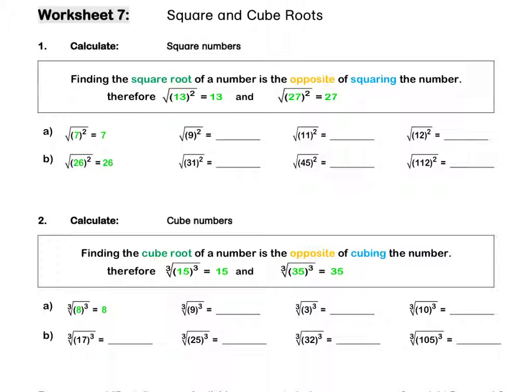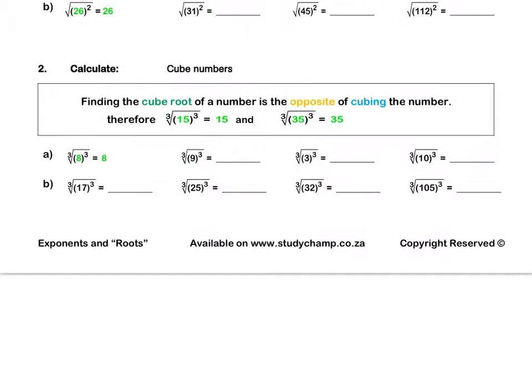Press pause to complete question 1 by yourself. Question 2. Finding the cube root of a number is the opposite of cubing the number. Therefore, the cube root of 15 cubed without doing a calculation is just 15. And the cube root of 35 cubed is simply 35. Press pause to complete question 2 by yourself. When you are done, mark the remaining answers on this page using the memo.